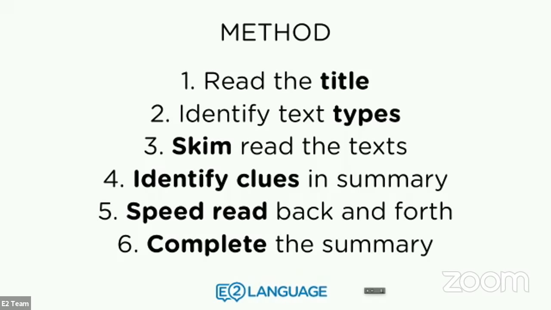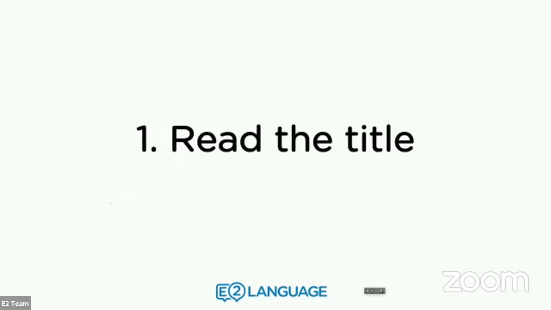Number three, you'll skim read the texts. Number four, you'll find out that there are some clues in the summary which lead you to the particular text you need to read. Number five, you'll need to speed read back and forth. And number six, while you're doing number five, you'll be completing the summary. So let's think about reading the title.